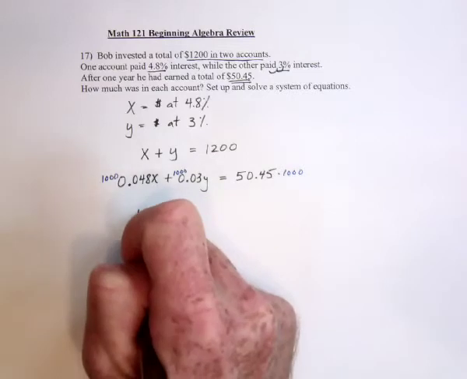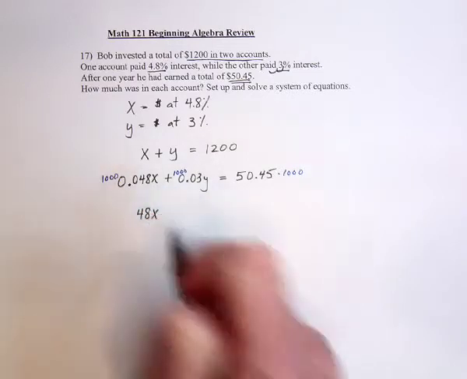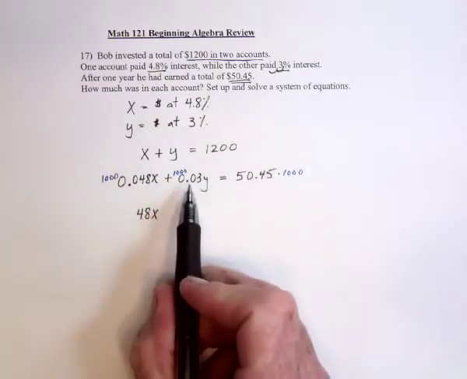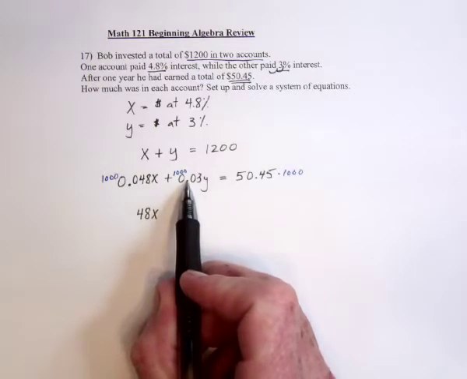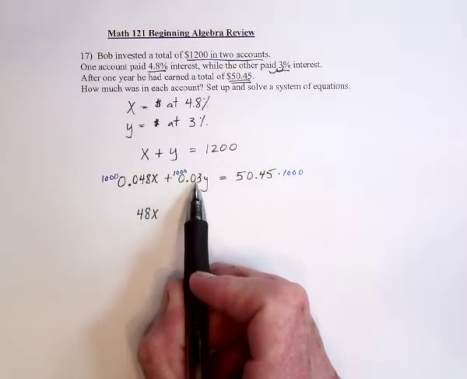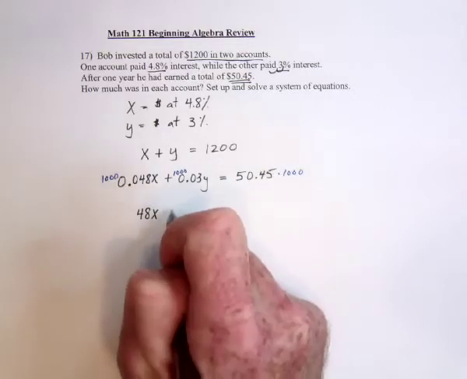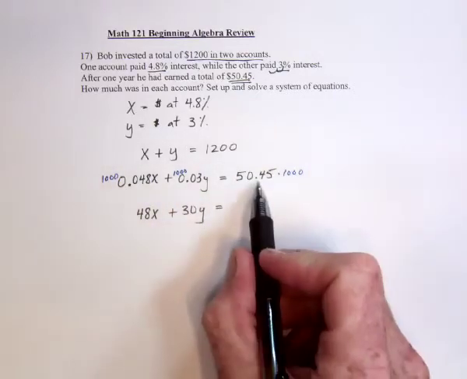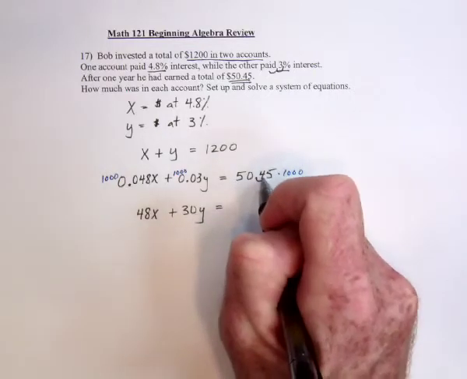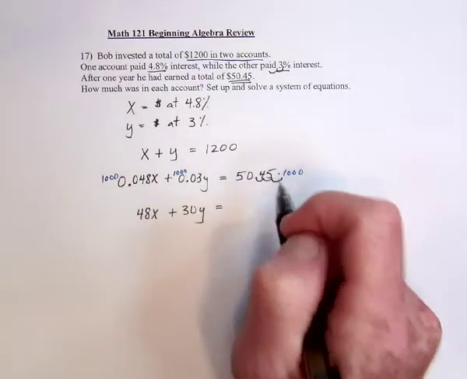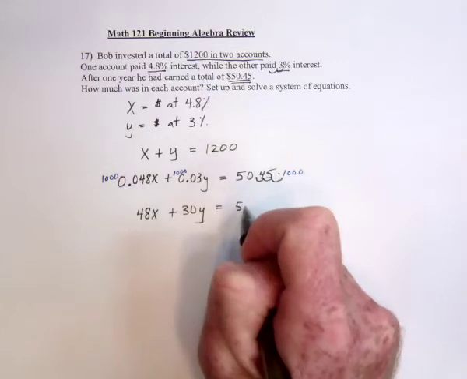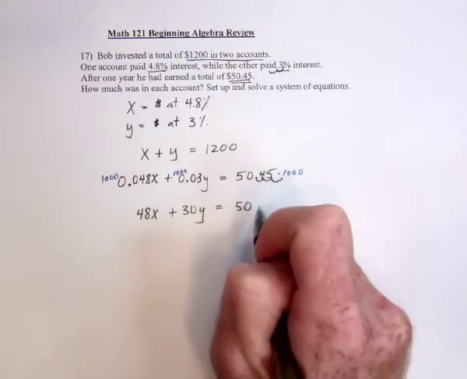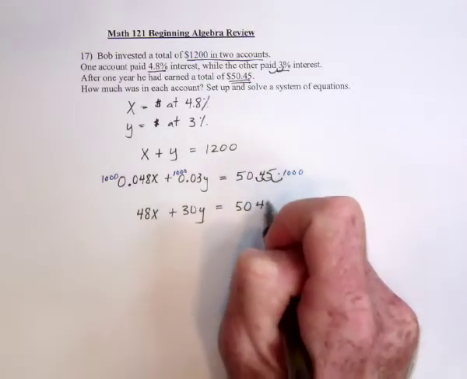This one would be 48x. This one you would have to move the decimal place over by 3. So to the right by 3 is actually going to be 30y. This one, if you move it over by 3, it's going to go 1, 2, and then an extra 1, which means we need a 0 at the end. So 50,045 with a 0 at the end.